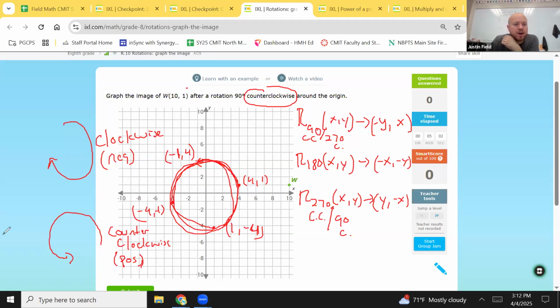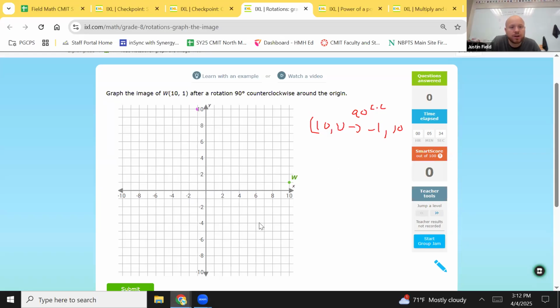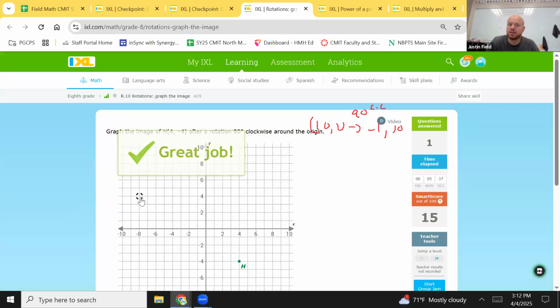So now we're going to see how far that takes us into this assignment. 10, 1, and we're rotating 90 degrees counterclockwise. So I know they're switching spots and the y becomes negative. So I'm going to graph negative 1, 10, right up there. That is it. Oh, I told you.